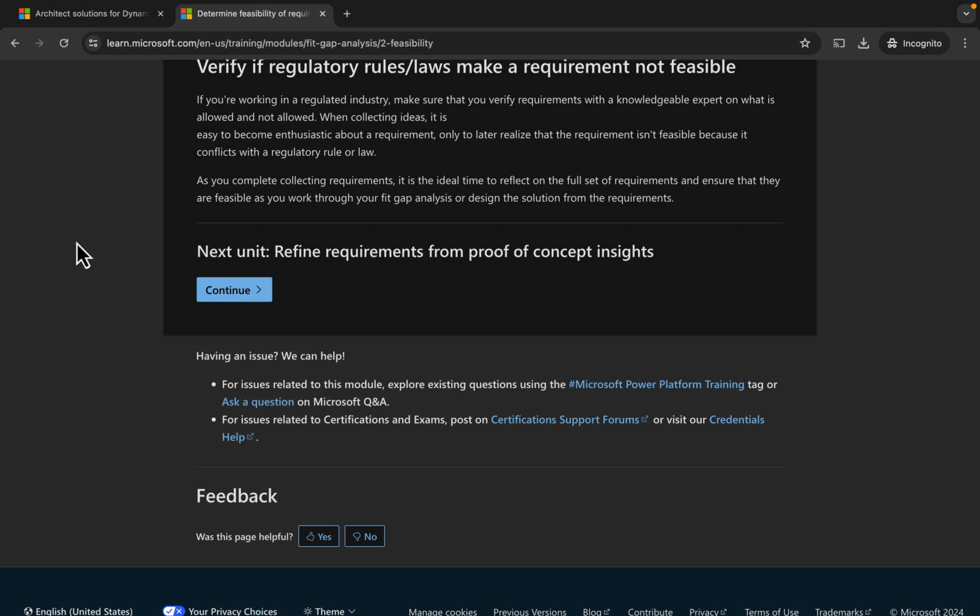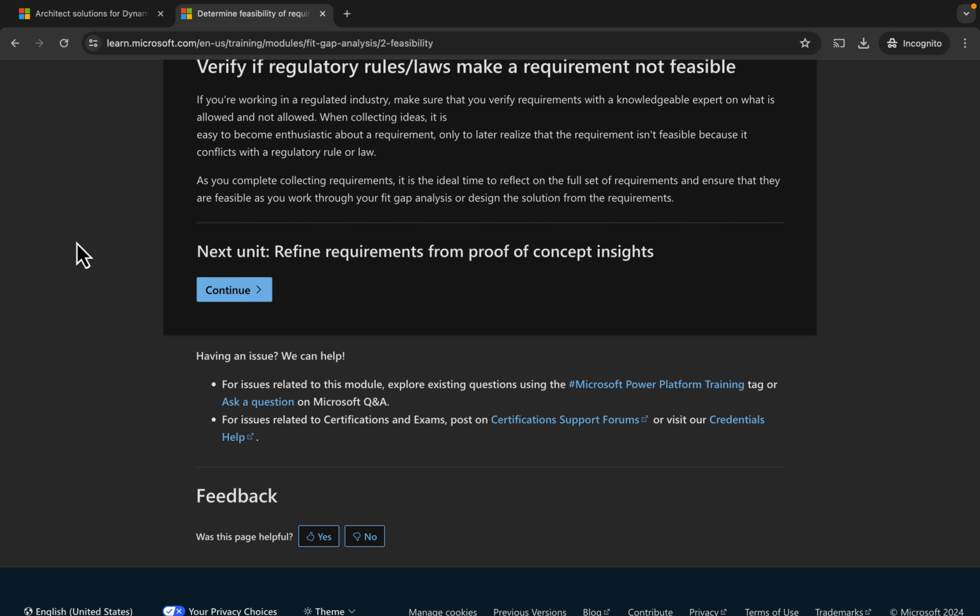Verify if regulatory rules or laws make a requirement not feasible. If you're working in a regulated industry, make sure that you verify requirements with a knowledgeable expert on what is allowed and not allowed. When collecting ideas, it is easy to become enthusiastic about a requirement, only to later realize that the requirement isn't feasible because it conflicts with a regulatory rule or law.